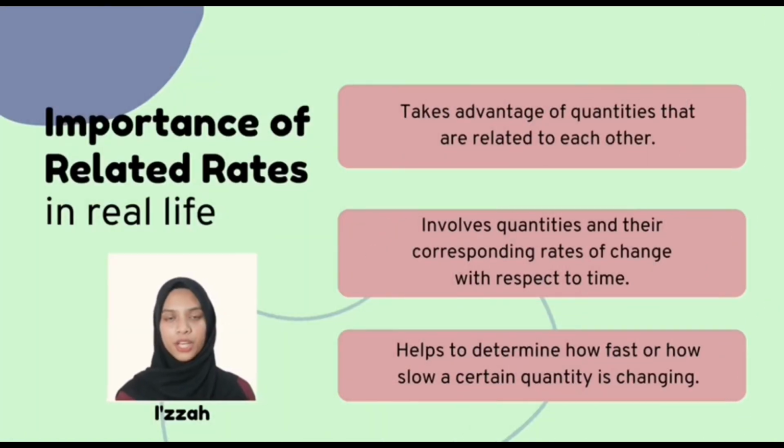There are a few importances of related rates in real life. First of all, it takes advantage of quantities that are related to each other. Next, it involves two or more quantities and their corresponding rates of change with respect to time. It also helps to determine how fast or how slow a certain quantity is changing.